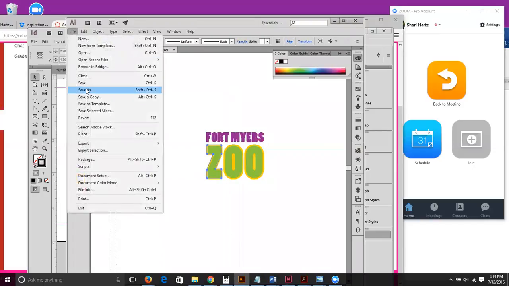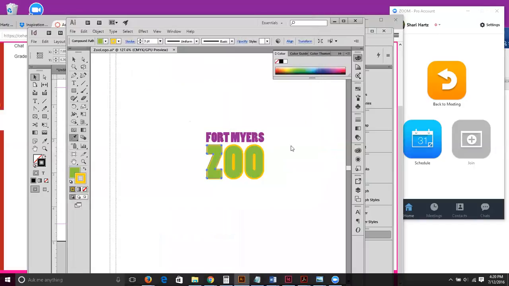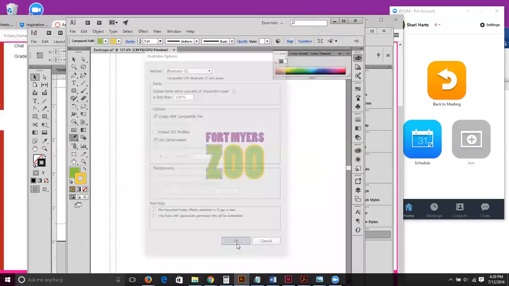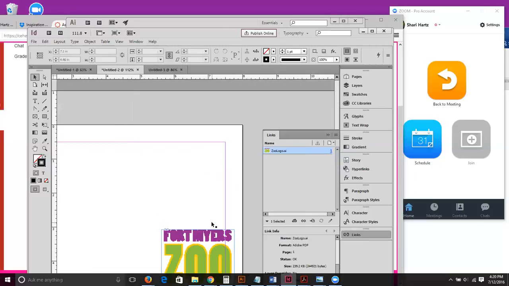Go to File, Save As. Okay, and then notice it's there again. I'm going to click on this one this time. And it went back. So very fun, right? Right.